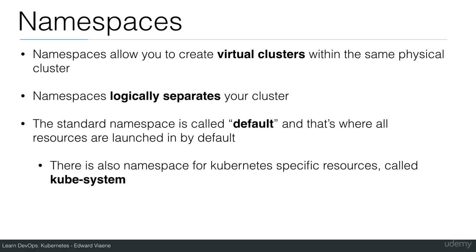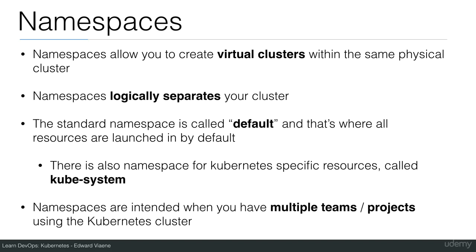namespace. There is also a namespace for Kubernetes-specific resources called kube-system. For instance, our monitoring was launched in kube-system. The DNS add-on also is in kube-system. The dashboard is also an example of something that lives in the kube-system namespace.